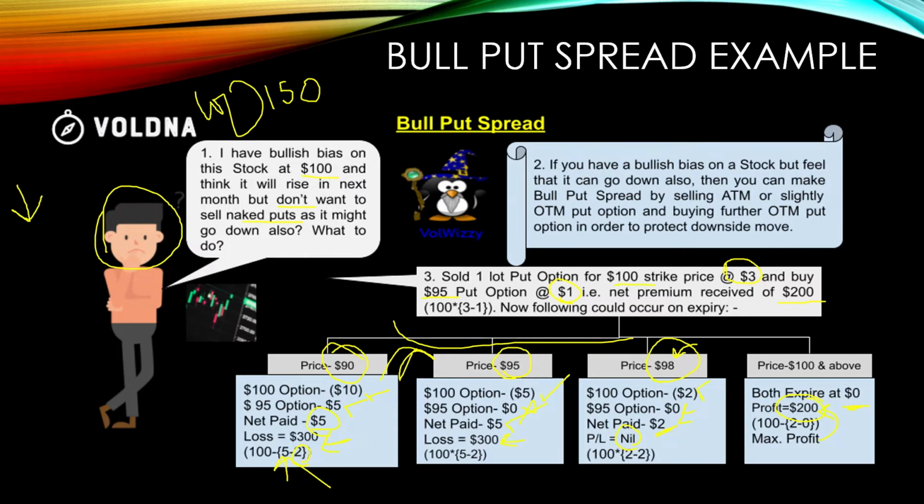So this is the pictorial example of bull put spread, and what would be the profit and loss under different scenarios. Hope you have understood it. Now we are moving ahead.